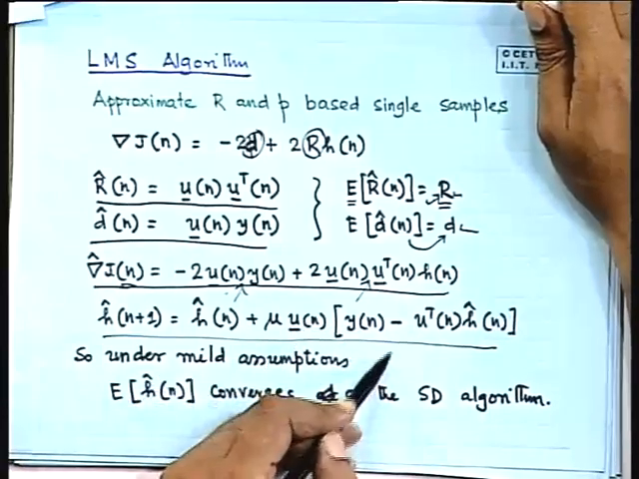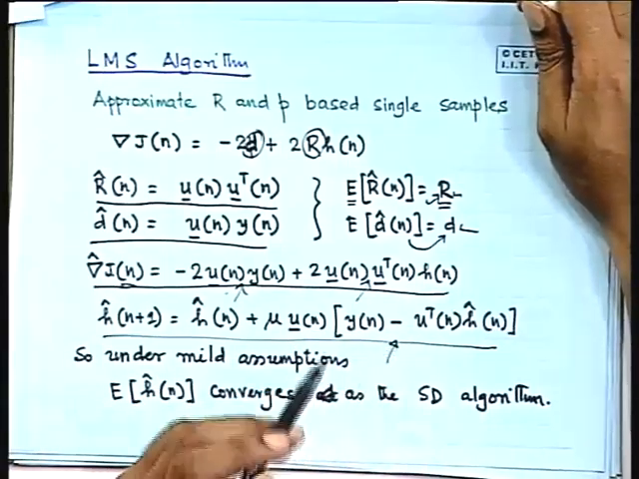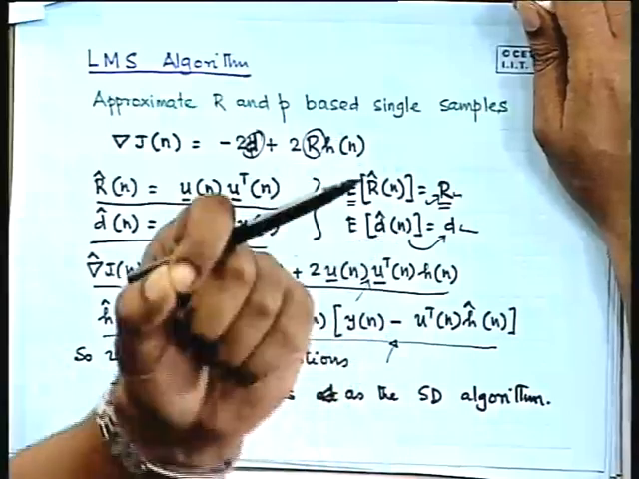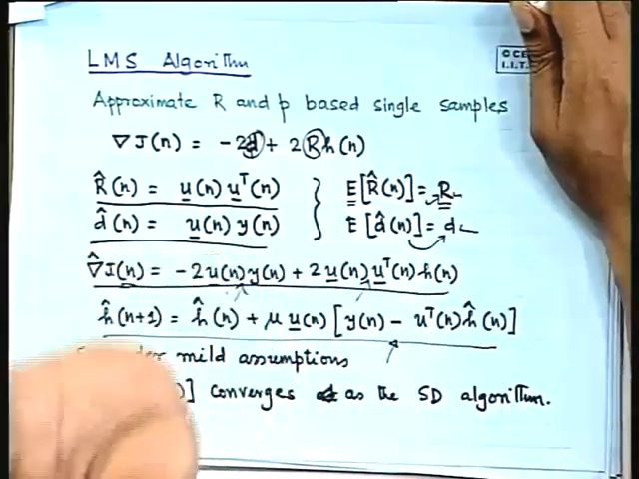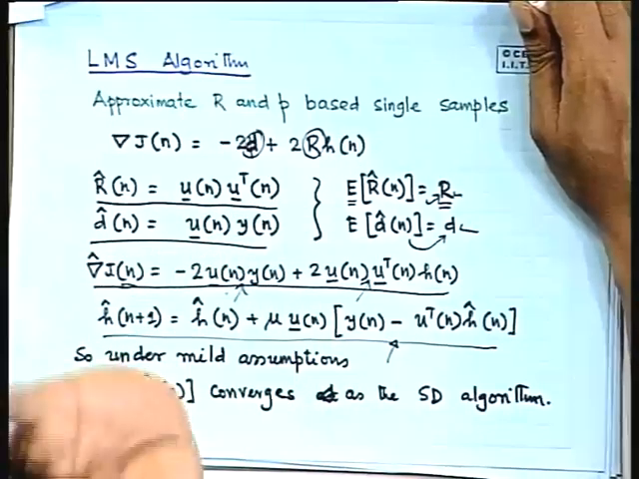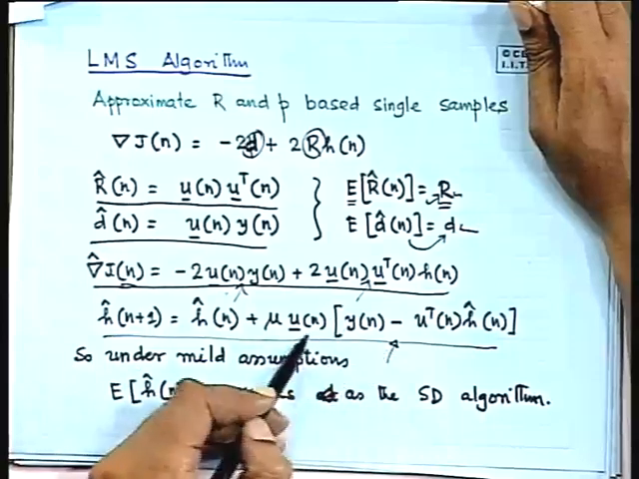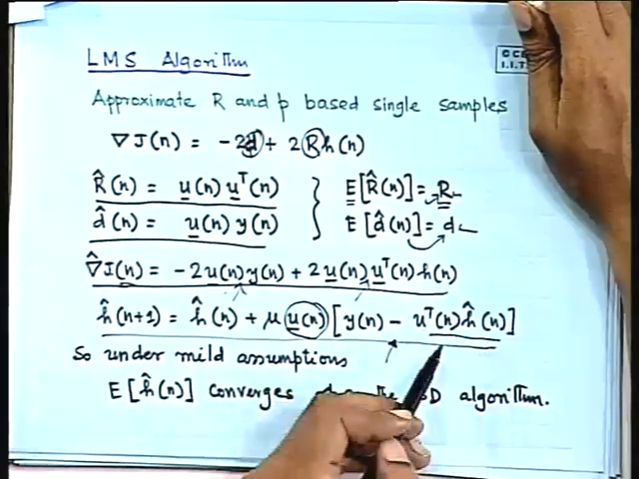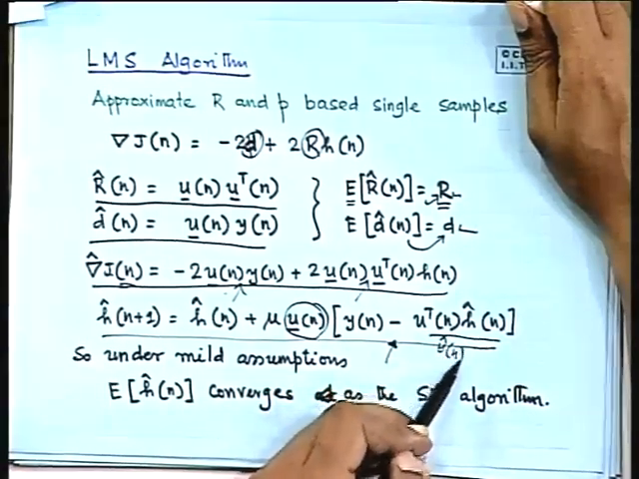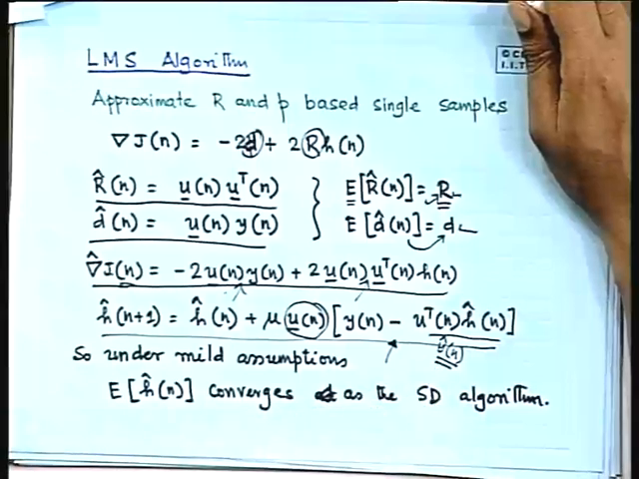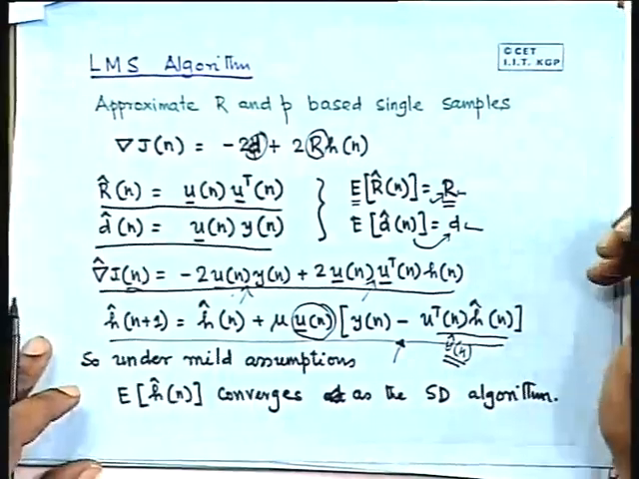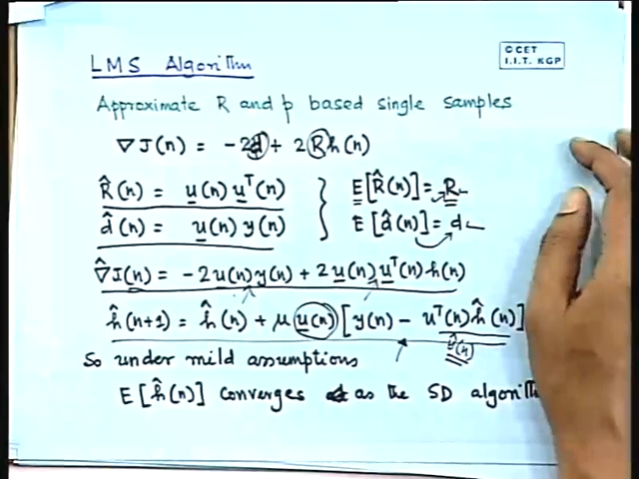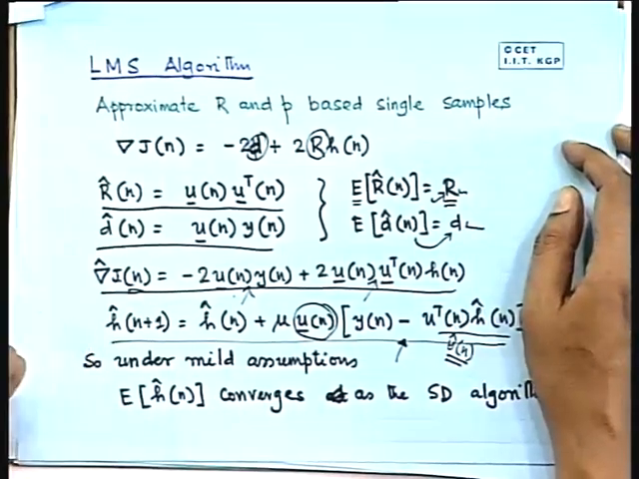Look at this, that you are updating. Which is the error that you are updating on? It is based on the current value of error, just on the current value of error. So your update is in this direction, and it is based on the current value of the error, because this is nothing but y hat n.